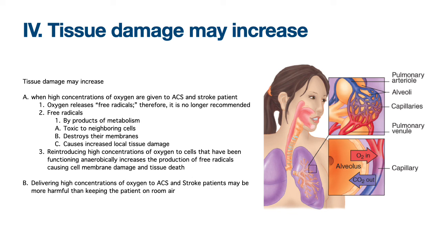Reintroducing high concentrations of oxygen to cells that have been functioning anaerobically increases the production of free radicals, causing cell membrane damage and tissue death. Lastly, delivering high concentrations of oxygen to ACS and stroke patients may be more harmful than keeping the patient on room air.